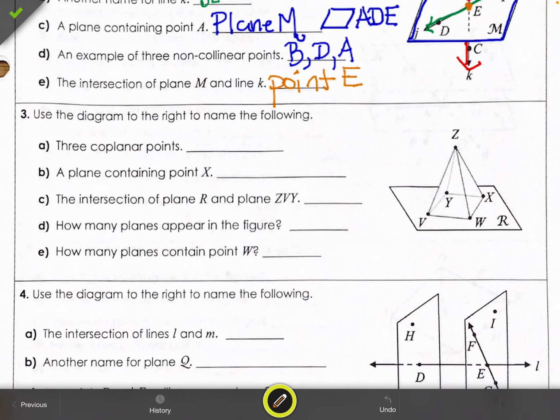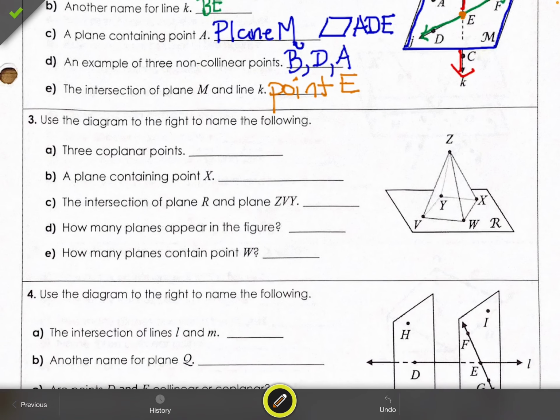All right, so let's look at number 3. Name 3 coplanar points. That means points on the same plane. Now, with this, if you look, you've got a pyramid that looks like it's sitting on top of your plane. So there's actually lots of planes, because a plane is a flat surface. You have that flat surface that's easy to see. It looks like a rectangle, this one right here. That would be one plane. But on your pyramid, because that's a 3-dimensional figure, each side of it would be a plane.